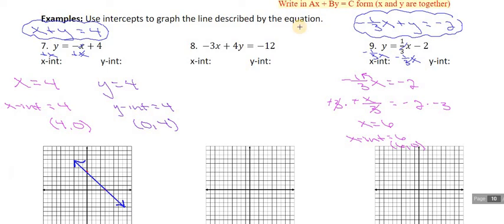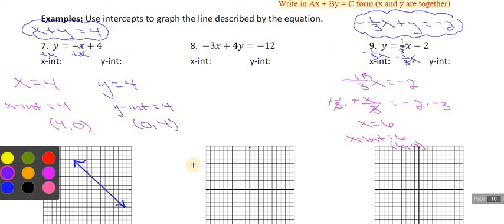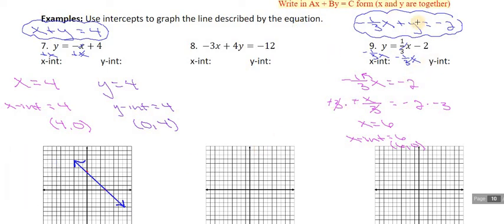For the y-intercept, we want to make x go away. We want only y's. So if I scribble out the x's here, what do I have? I have y equals negative 2. Well, that one's already done right away. So y equals negative 2. So our y-intercept is negative 2, which is the ordered pair 0, negative 2.